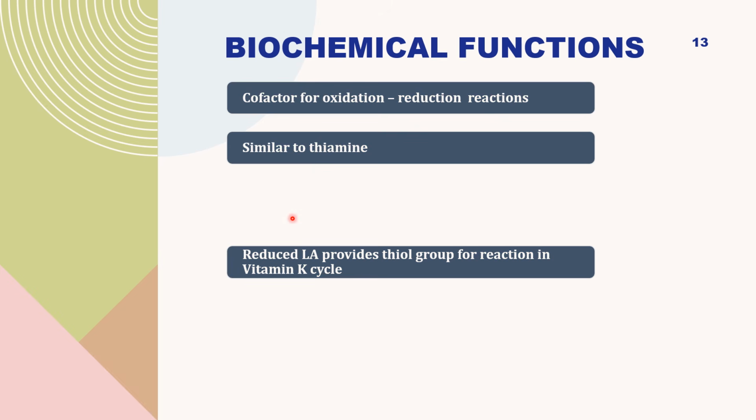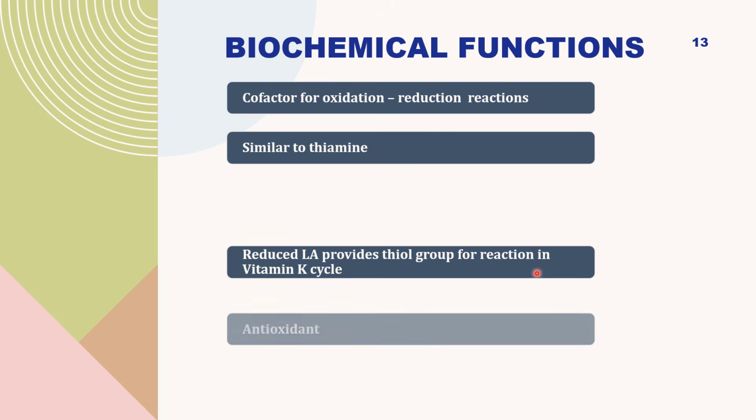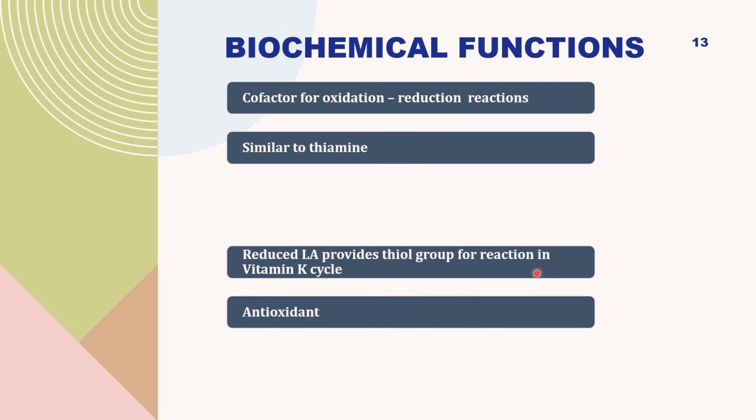And the reduced form of lipoic acid provides a thiol group for the reaction in the vitamin K cycle. So the vitamin K cycle has the enzyme epoxide reductase. So the reduced form of lipoic acid provides the thiol group and helps in the formation of vitamin K, and it acts as a very good antioxidant.